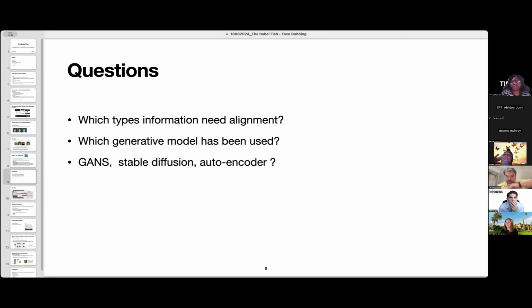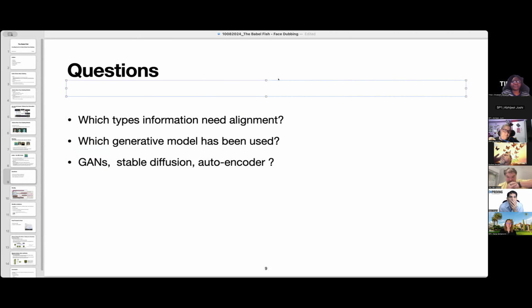Tanya, can you tell what is GANs? Generative adversarial networks. That's what I presented 2 weeks ago. Yeah, good point. Generative adversarial networks, stable diffusion, or autoencoder.